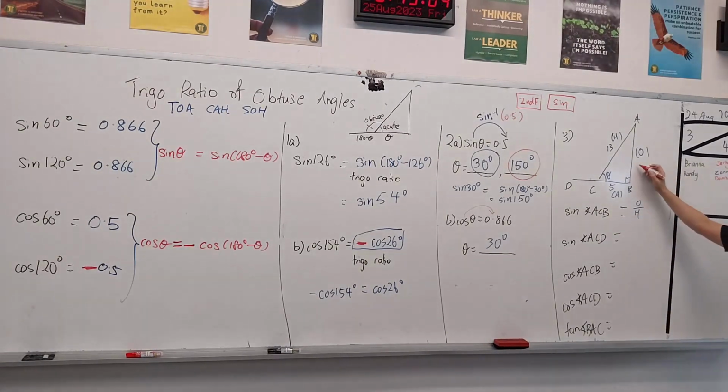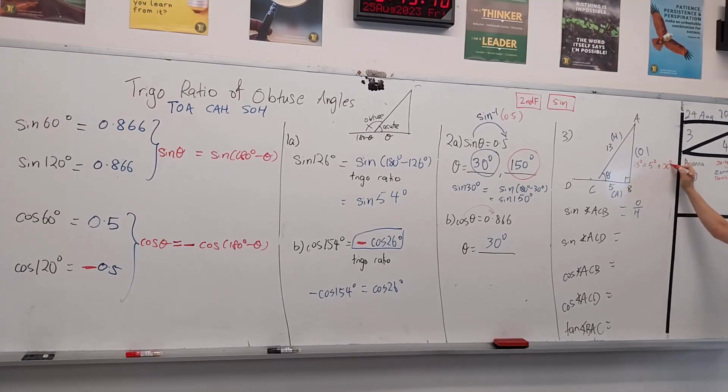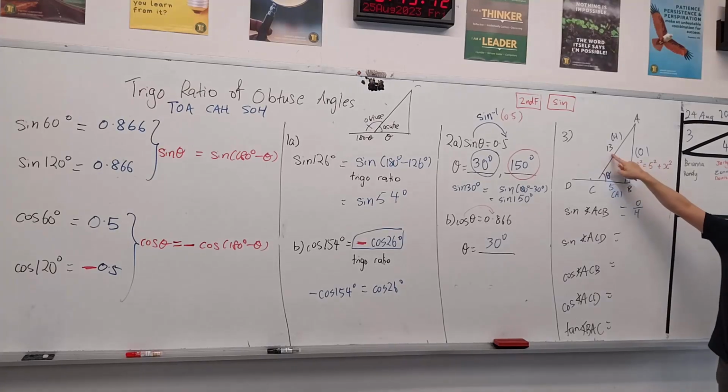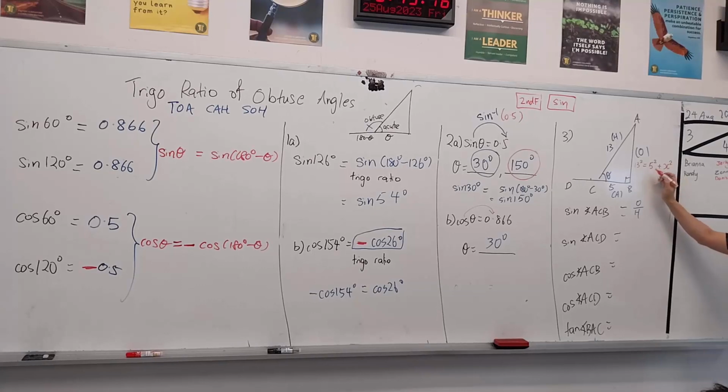I will use Pythagoras theorem. 13 square equals 5 square plus x square. This is 5, this is 13. Let's call this x. So in order to find x square, I will have 13 square minus 5 square first. Then you square root. Correct. So x will be the square root of 13 square minus 5 square. And some of you may even know this number. What do you think this number is? Yeah, it's 12.